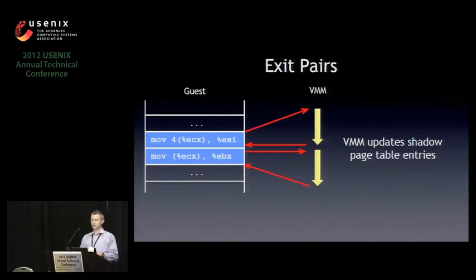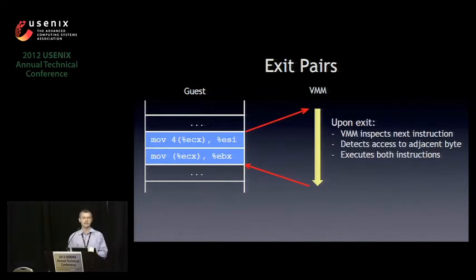So what we can do instead is the following. When we get the exit on the first move instruction, the monitor, the VMM, can peek at the next instruction in the stream, and if that turns out to access the adjacent byte, then it can conclude that that will also exit. So it can emulate the effect of both of these two writes in one shot before returning back to the guest, thus eliminating the middle transitions. In fact, in this particular case, it can do even better.